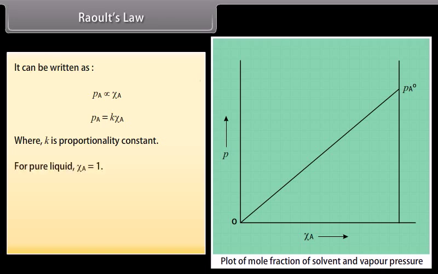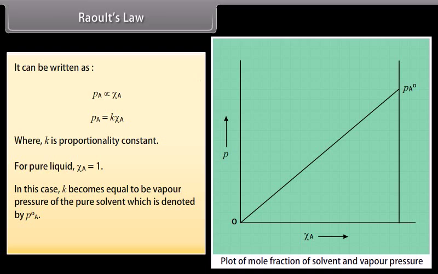For pure liquid, XA is equal to 1. In this case, K becomes equal to vapor pressure of the pure solvent, which is denoted by P naught A. Thus, PA is equal to P naught A into XA. For solutions obeying Raoult's law at all concentrations, its vapor pressure would vary linearly from 0 to the vapor pressure of pure solvent.